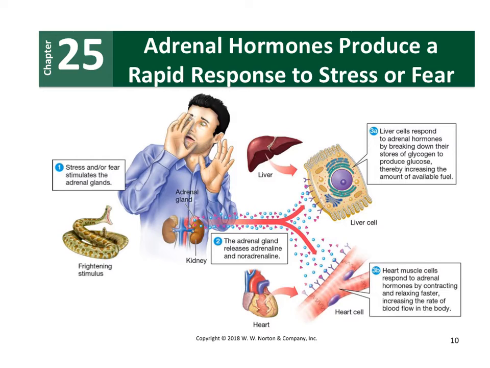The liver cells respond to adrenal hormones by breaking down their stores of glycogen. That's a form of glucose that's been stored, and thereby increasing the amount of available glucose. And then heart muscle cells respond to adrenal hormones by contracting and relaxing faster, increasing the rate of blood flow, which requires more glucose. And then if you're going to run away, you need a lot of glucose too.